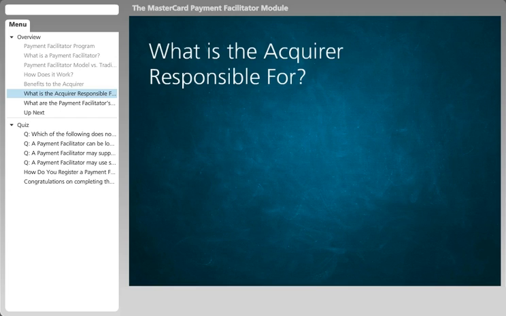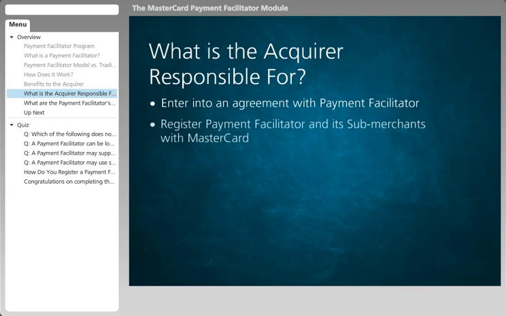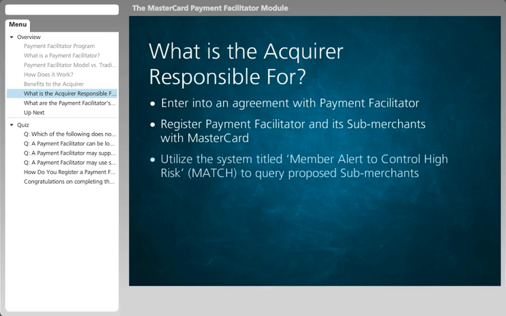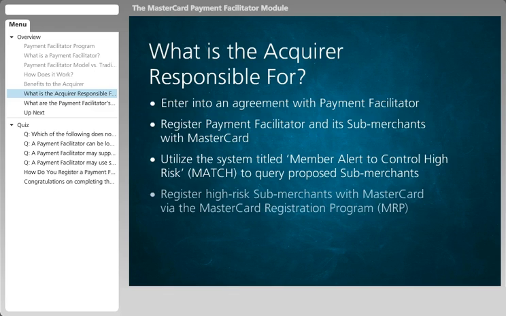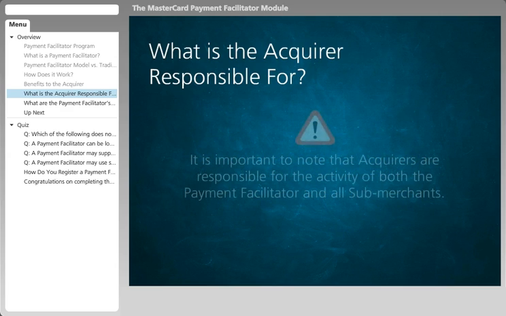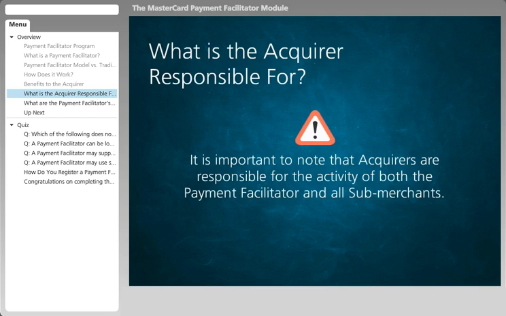An acquirer has a number of responsibilities in accordance with MasterCard's rules. One responsibility is to enter into an agreement with the payment facilitator. The acquirer is responsible for registering the payment facilitator as well as each of the sub-merchants with MasterCard. The MATCH system enables an acquirer to learn more about potential sub-merchants and to learn if previous compliance-related issues were reported. It is the acquirer's duty to utilize the MATCH system. High-risk merchants are those who engage in certain types of activity, such as gambling. Once again, it is important to note that acquirers are responsible for the activity of both the payment facilitator and all sub-merchants.